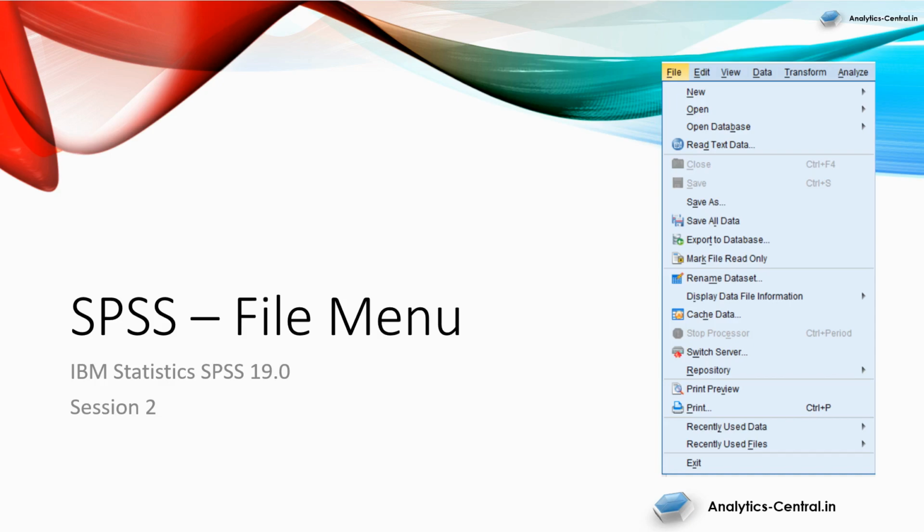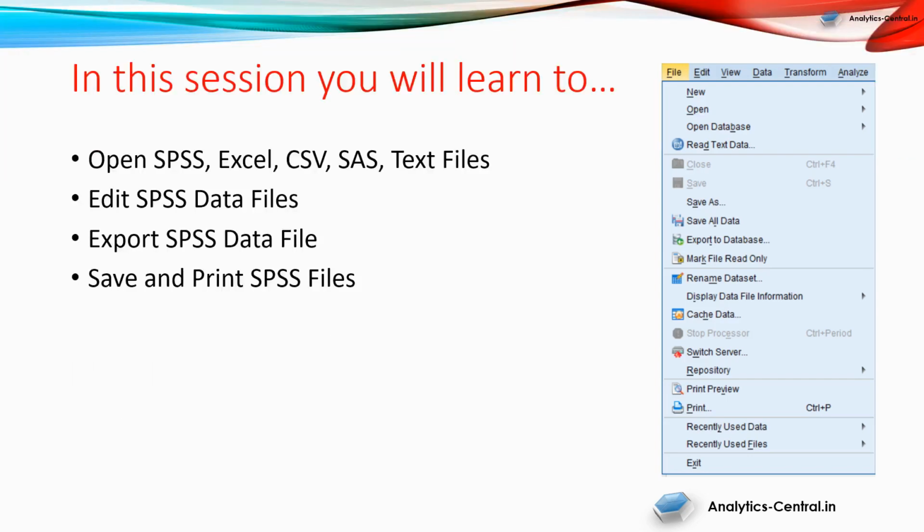Now let's look at all the file menu options that are available in SPSS. I will take you through the whole file menu using an actual example. In this first session for SPSS, you will learn different things. The first thing that you will learn is how to open any file, whether it is an SPSS file, Excel file, CSV file, SAS file, or text file. This is very basic, and it is the first step that you should learn in SPSS.